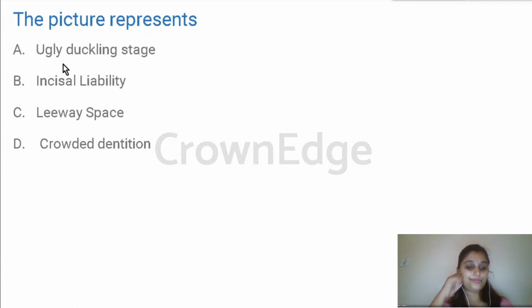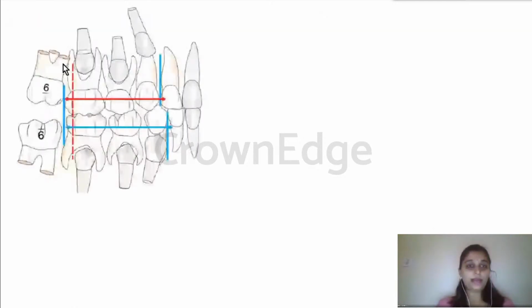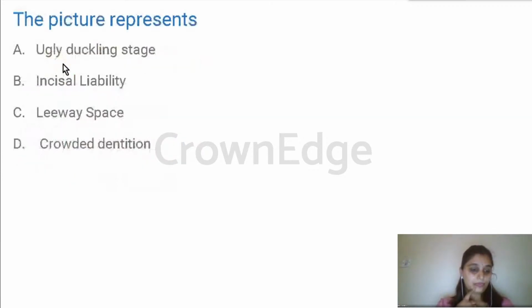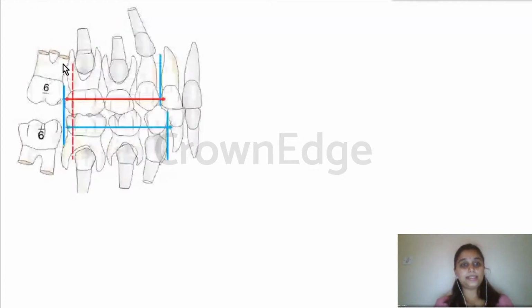Yeah. I'll come to that. Just to answer this particular question, there is a red and a blue line, and I'm talking about the mesiodistal widths of the teeth. Yes. The answer to this particular question is the leeway space, and this is the leeway space.